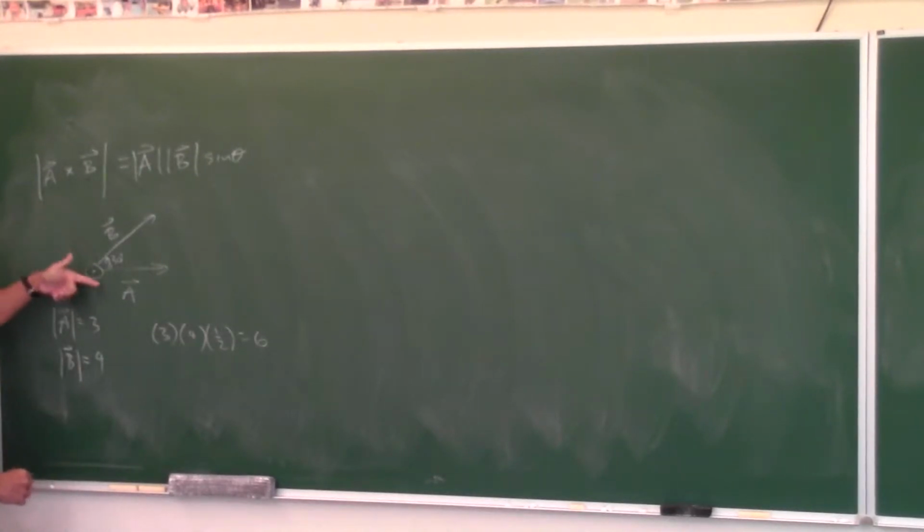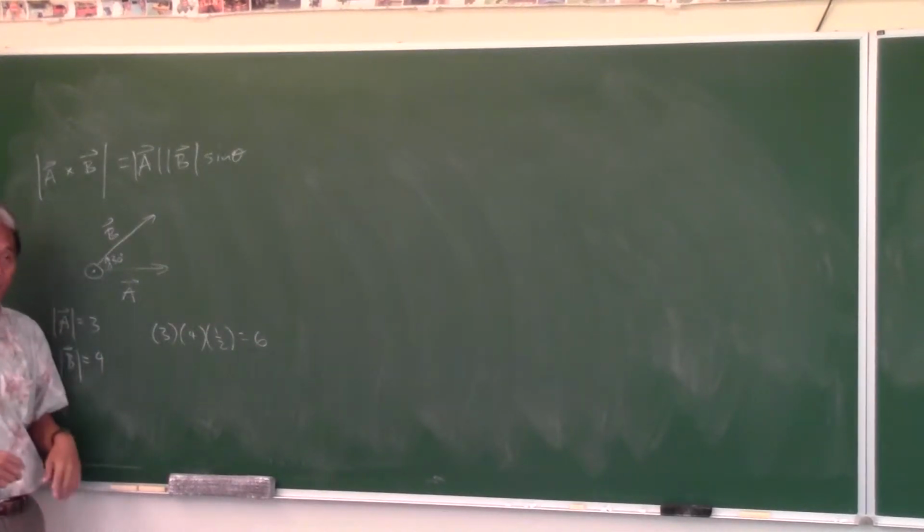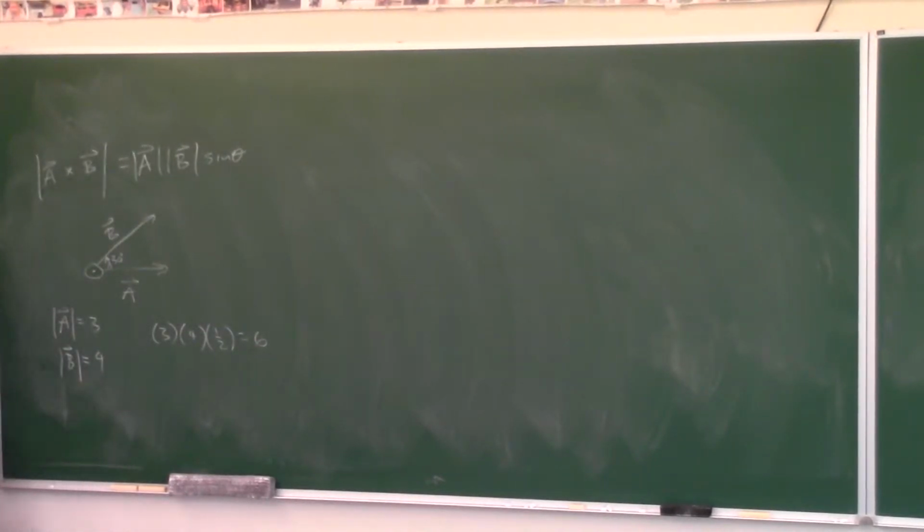So if you were to cross these two vectors here, what is your answer? The answer would be it's 6 units long, pointing in that direction. You have to give the magnitude and the direction.